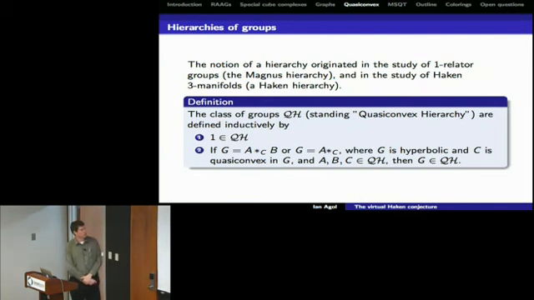We'll say it's a class of word hyperbolic groups, QH, standing for quasi-convex hierarchy. So they're defined inductively.